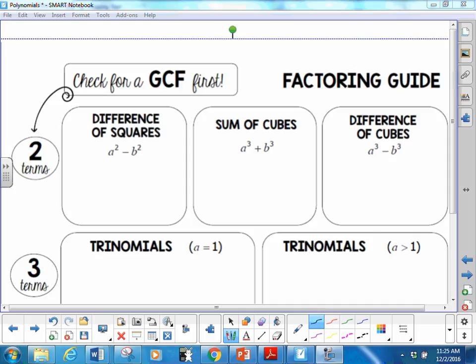But for instance, difference of 2 squares is a special case and it's super easy to factor. If you have a squared minus b squared, to factor it, all you have to do is a plus b, a minus b. Let me give you an example of that.